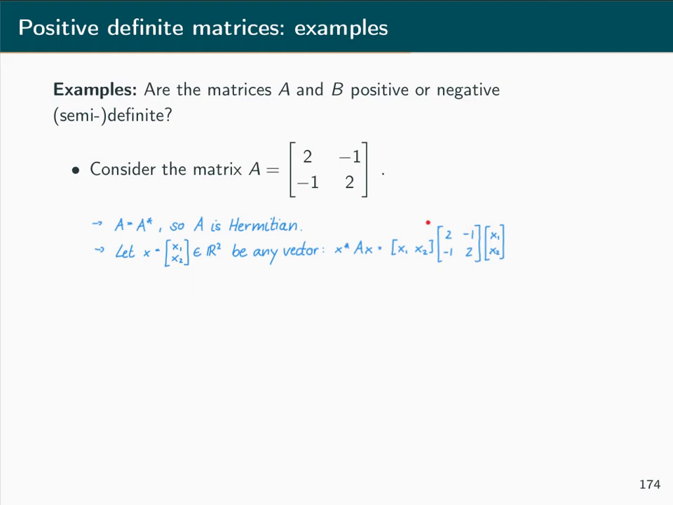When we perform these two multiplications, we obtain the scalar equation given by 2x1 squared plus 2x2 squared minus 2x1 x2, which can also be written as x1 squared plus x2 squared plus in brackets x1 minus x2 squared. Looking at this expression, we realize that x star Ax is positive whenever x is not equal to the zero vector, and therefore A is a positive definite matrix.